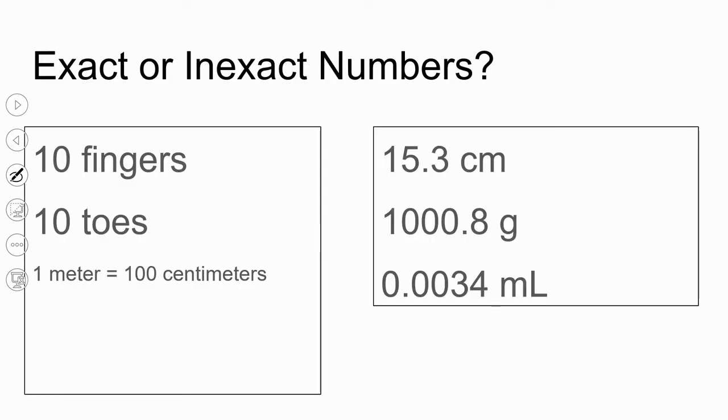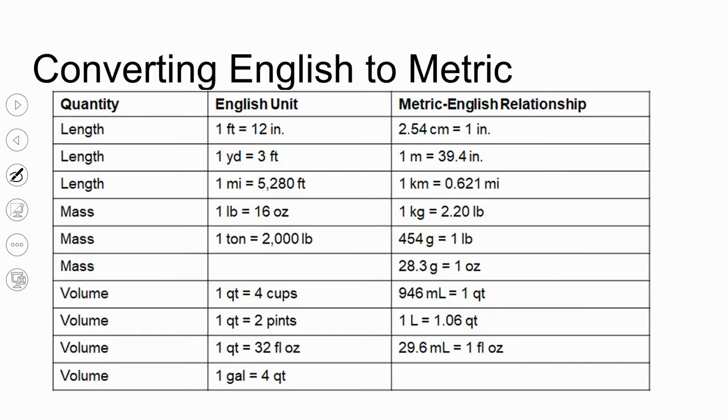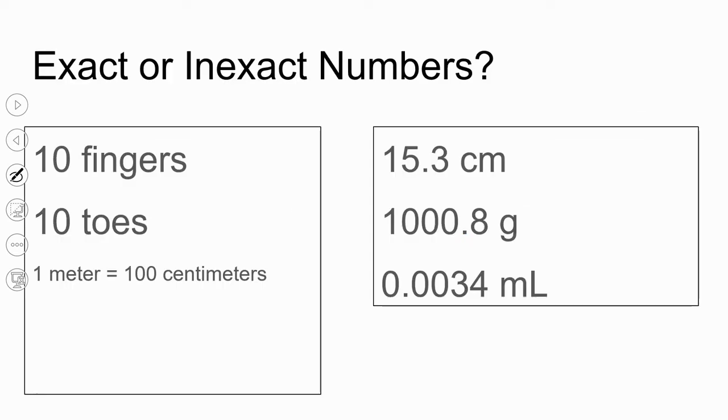I don't think Alex has you do metric to English, so we're just going to skip this part. All right, look up at these 2 different boxes. In this box, we have 10 fingers, 10 toes, and a definition: 1 meter is 100 centimeters. And in this box, we have 15.3 centimeters, 1,000.8 grams, 0.0034 milliliters. Which of these boxes is exact numbers? Left. Okay, do you guys agree? Do you agree that these are inexact numbers?